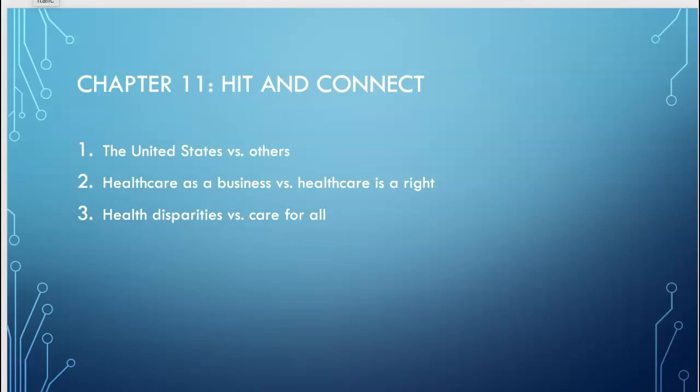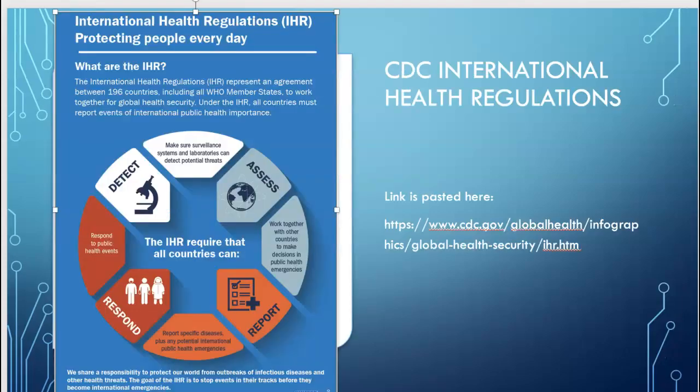through these chapters. And as we start to think more of a global systems perspective, even our own Centers for Disease Control and Prevention has international health regulations. The link is pasted here, and this is just a small infographic which shows you that it starts with detection, making sure surveillance systems and laboratories can detect potential threats. And this may be different for the US versus other countries.